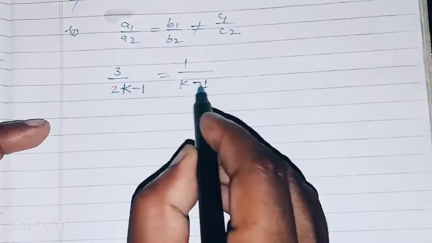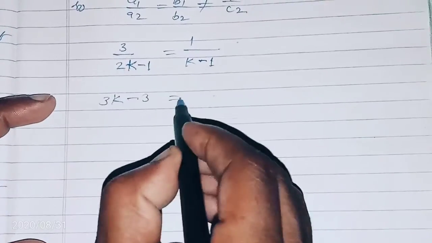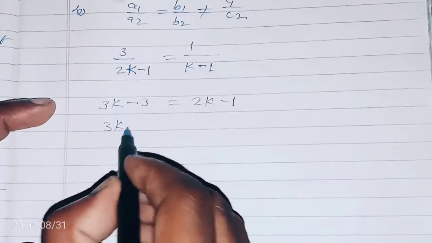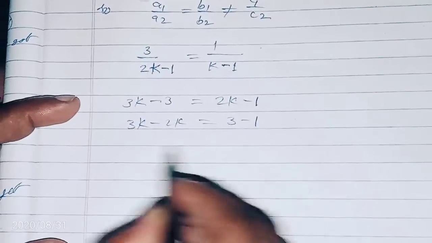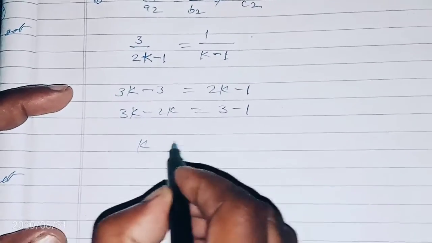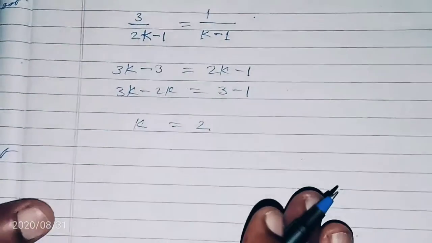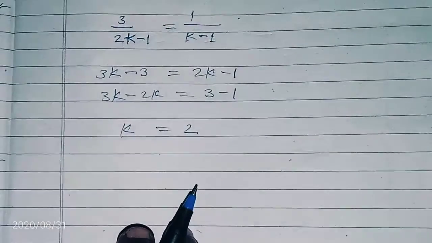Okay, 3k minus 3 is equal to 2k minus 1. So 3k minus 2k is equal to 3 minus 1. It means k is equal to 2. So this is the value of k. This is the solution of the equation.